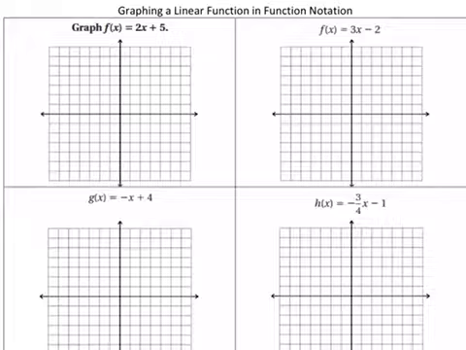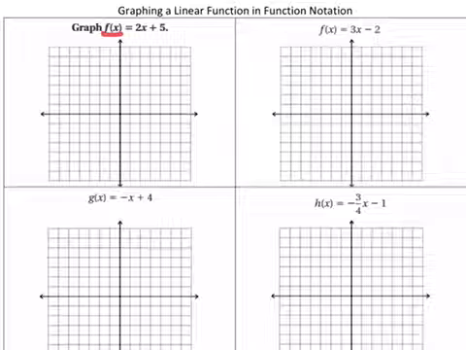Now we have to start graphing these linear functions in function notation. Guys, this is the same thing as slope-intercept form. All you have to do is find your m and your b. The only difference is instead of y equals 2x plus 5, we have f of x equals 2x plus 5.